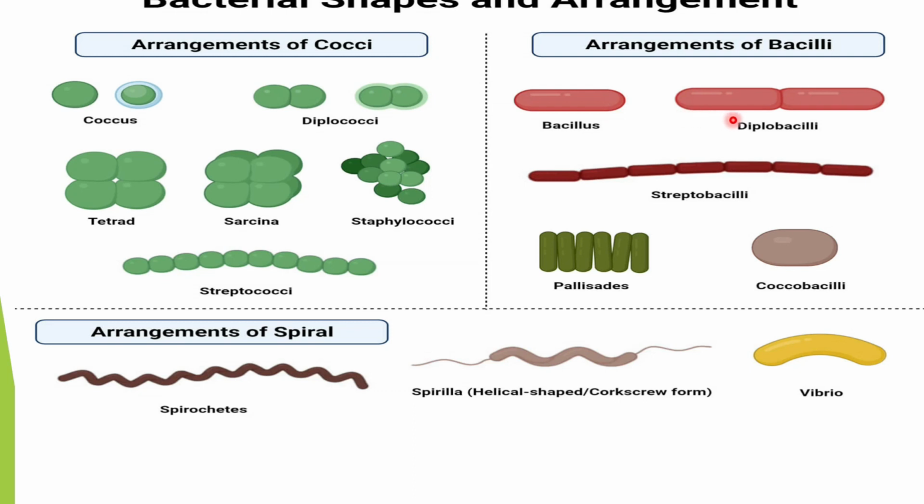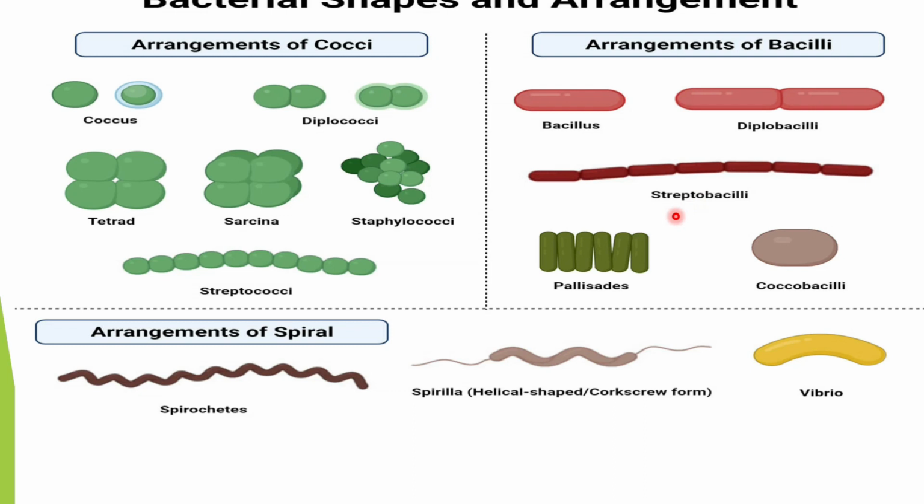Coming to diplobacilli, here the 2 rods are attached to each other and found in pairs after cell division. It is called diplobacilli. An example for diplobacilli is Moraxella bovis and Klebsiella rhinoscleromatis.